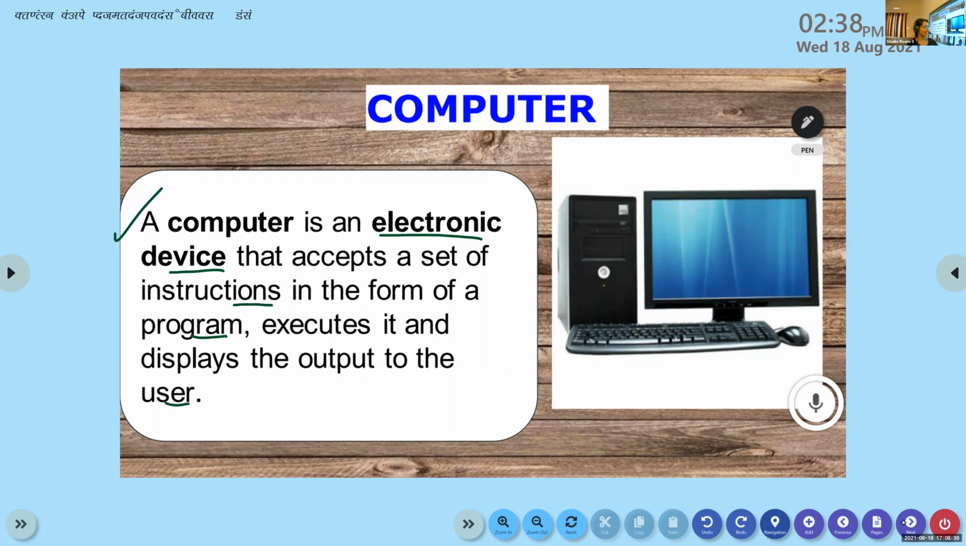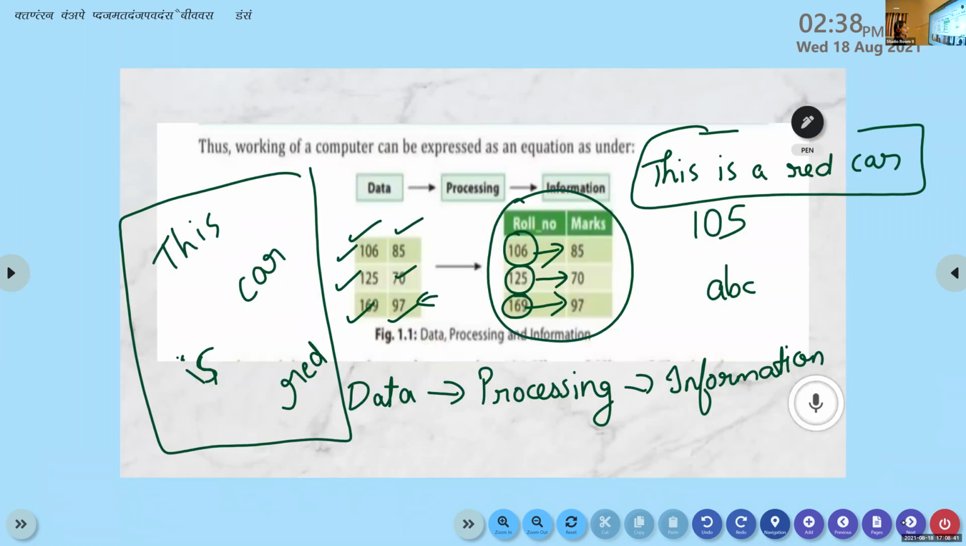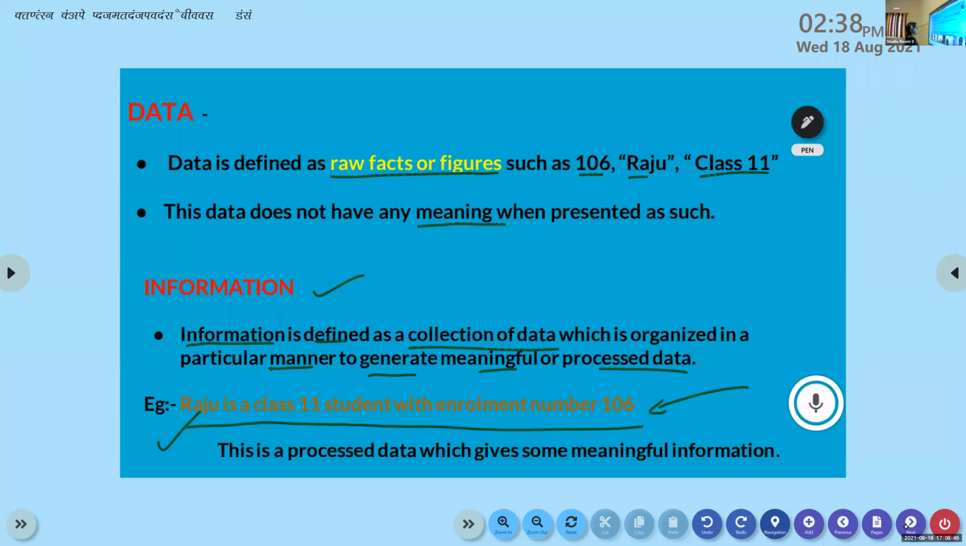After that, we have seen the equation. What is data and information? Data means the raw facts or figures. Here you can see some examples of data. And information is defined as the collection of data which has been organized in such a way that we get complete, meaningful or processed information. Here you can see one example where we get a complete idea about our data.